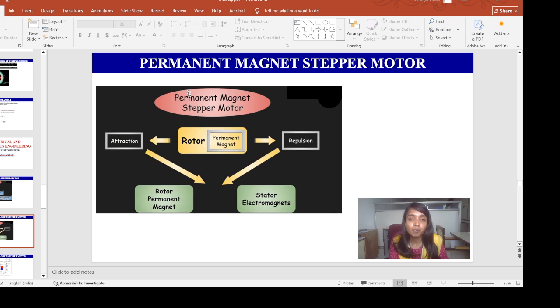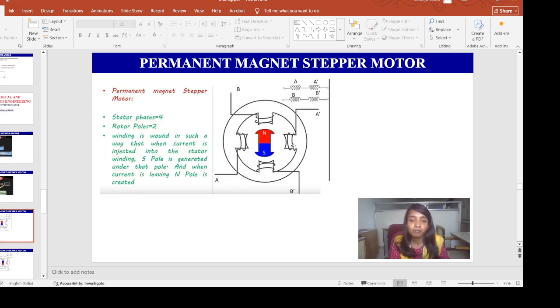First one is permanent magnet stepper motor. In this permanent magnet stepper motor, as already been said, we are using a permanent magnet as a rotor, and this motor works based on the attraction and the repulsion principle between the rotor permanent magnet and the stator electromagnets. Like any other DC motor or DC machine, this outer frame is called the yoke or frame, which acts as a protecting shield to the inner parts.